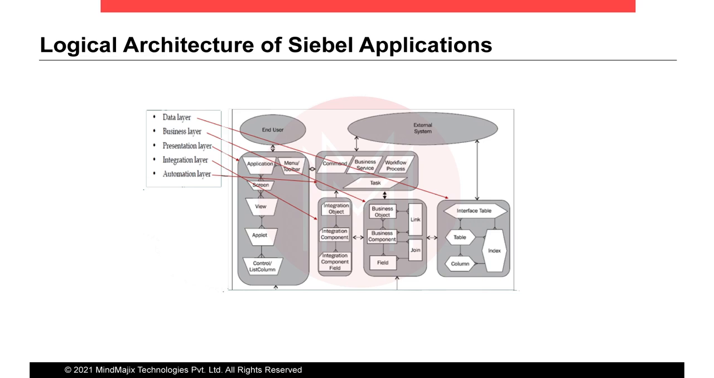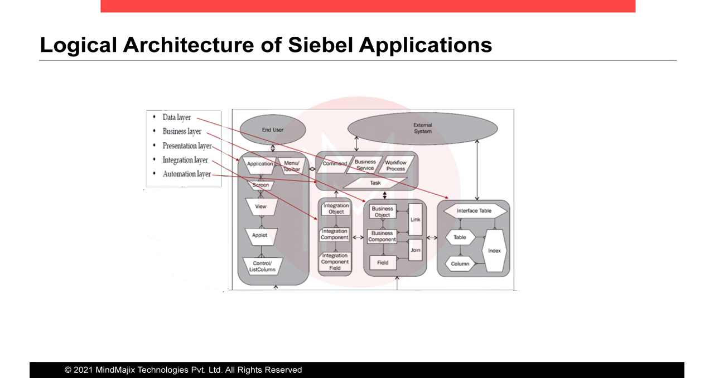So that relationship, we can create between parent BC and child BC. That relationship name is link. So we define or create a link in this business logic layer. So link also comes under the business logic layer. Now a join field is a child object of the BC, and it also comes under the business logic layer.